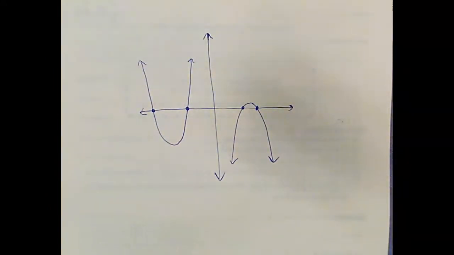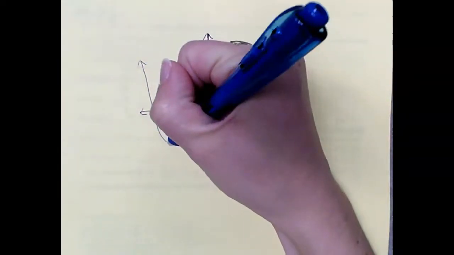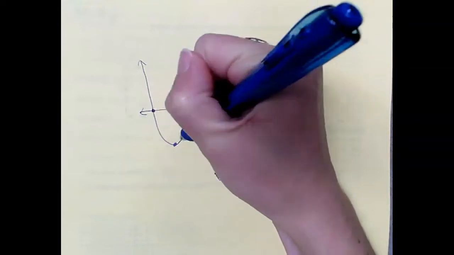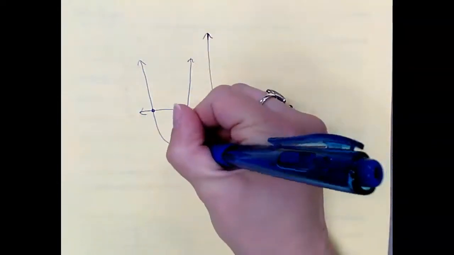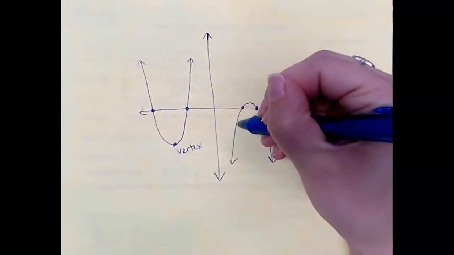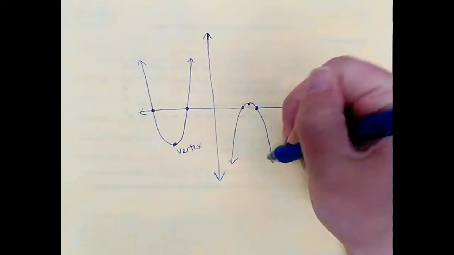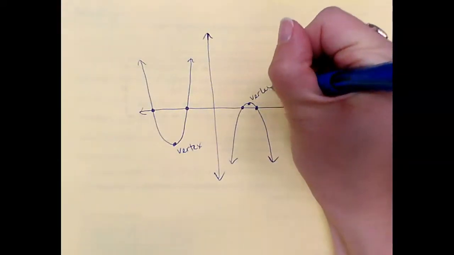One of the other key features that you want to know is the vertex. Remember, the vertex is where the graph starts to change direction. So in this first parabola, the graph comes down and it hits about right here before it starts going back up again. This is the vertex. Same thing here, your graph goes up, and then about right here it changes direction and it goes back down. And this is also the vertex.